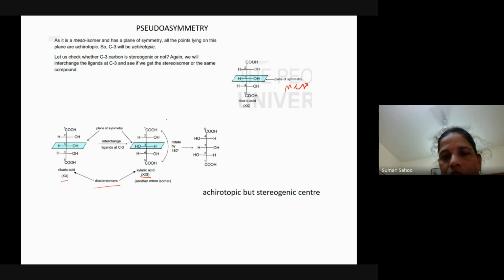If you now rotate it, so now this comes 1 2 3 4 5, and you see these two are not the same. This one does not have the same structure as this one, so it would be different. So this carbon number 3 is a stereogenic center, although it is achirotopic. Carbon number 3 is a stereogenic center.